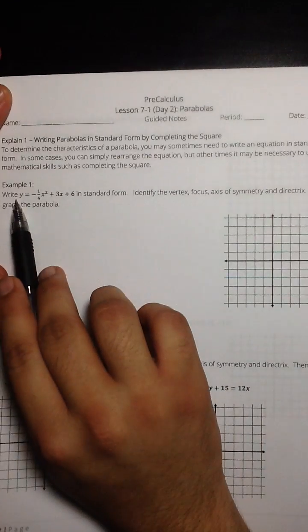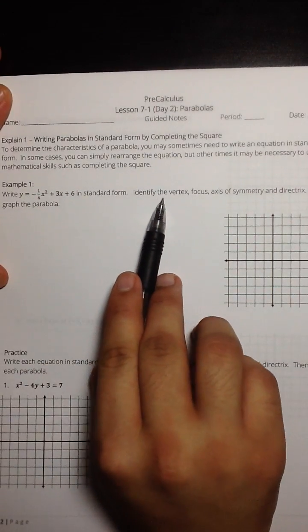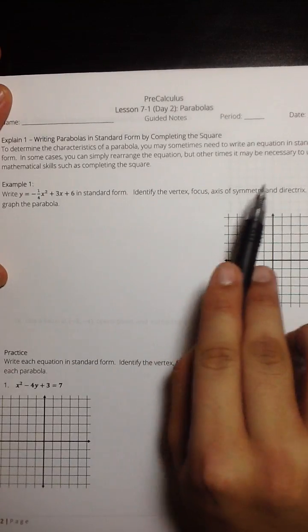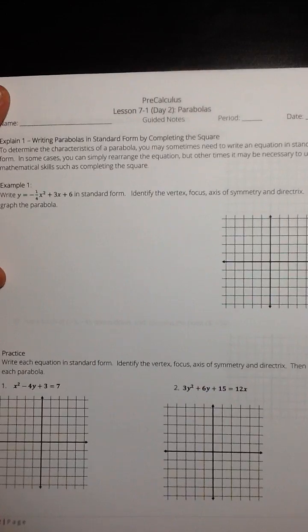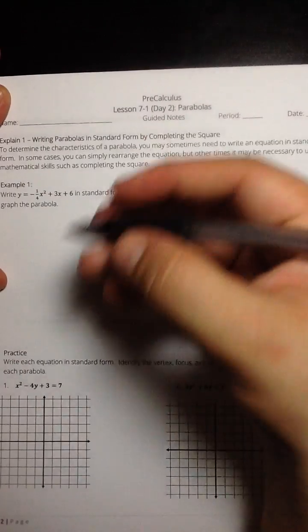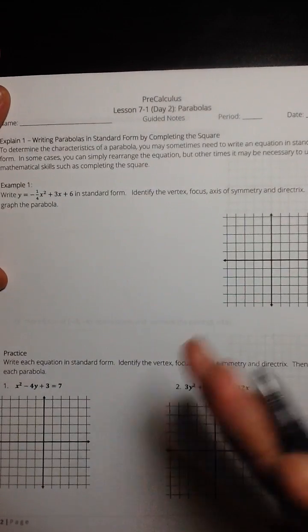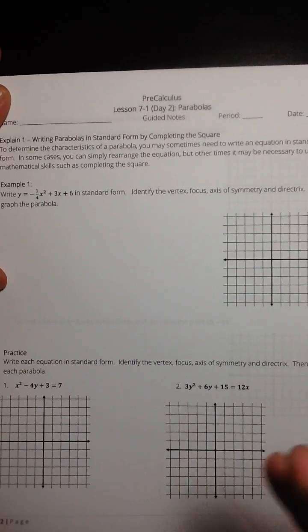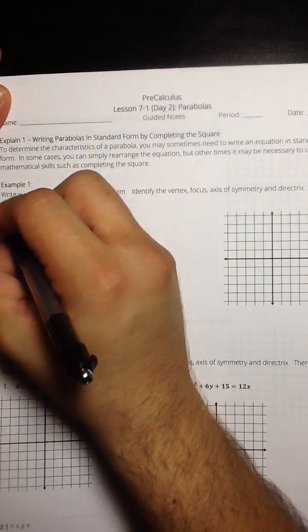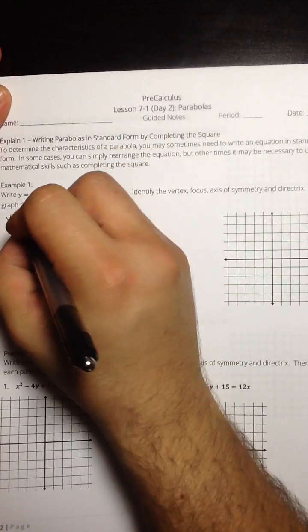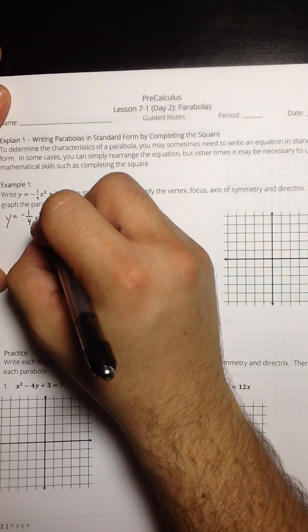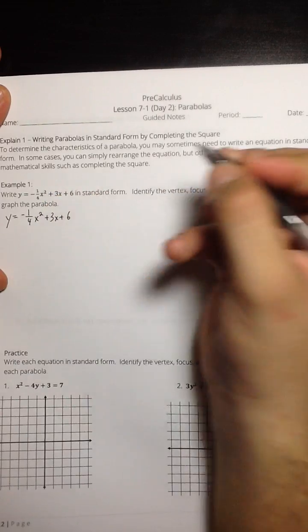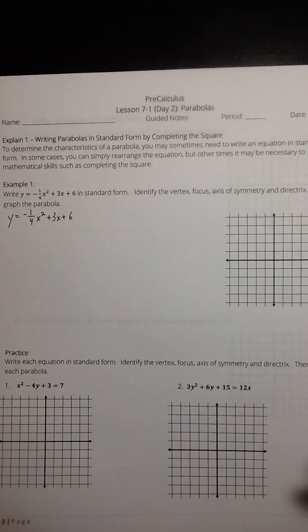So the problem reads, write this in standard form, and then we want to identify the vertex, focus, axis of symmetry, directrix, and we also want to graph this out. Alright, so the first thing I always like to do whenever I'm doing a problem is just write it down so that I know that I fully have internalized it. So let's do that. So we say y is equal to negative 1/4 x squared. Okay, so I've written this out.